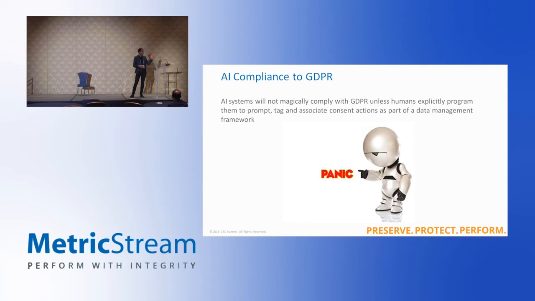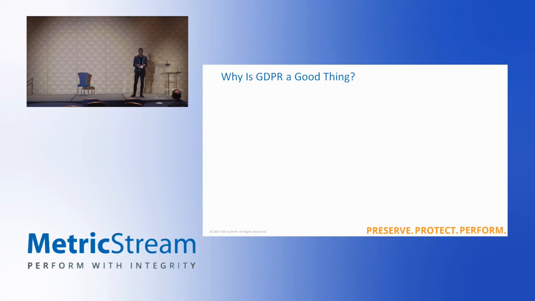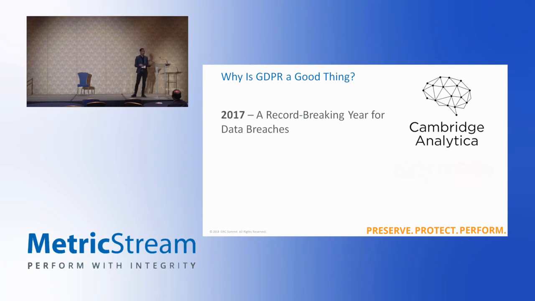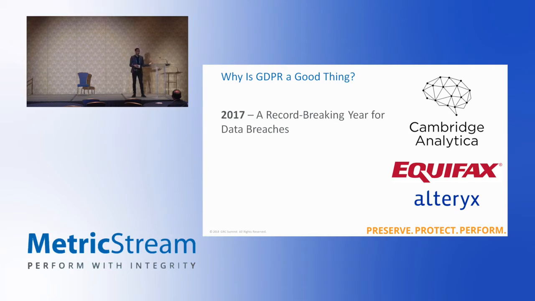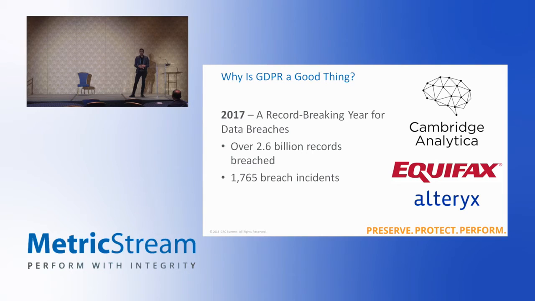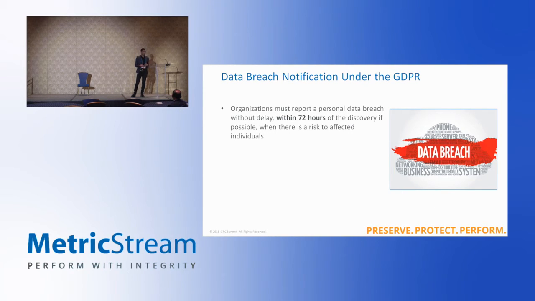But then I listened to Marvin, and his motto was not panic. It was, in fact, don't panic. So I took an objective look at all the data I had and figured out what we needed to do. Because in the end, GDPR is a good thing. 2017 was a record-breaking year for data breaches, as we heard in the last talk. Cambridge Analytica, Equifax, Alteryx. These are hugely significant in terms of how much data was lost and breached. In fact, over 2.6 billion records were breached in over 1,700 separate incidents. GDPR isn't going to be the one save-all to combat this, but it is going to help.